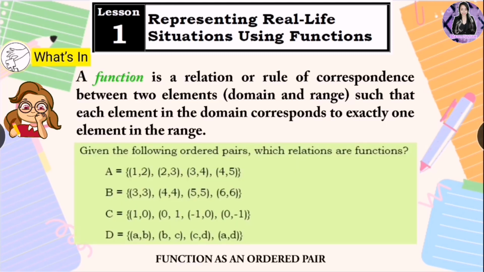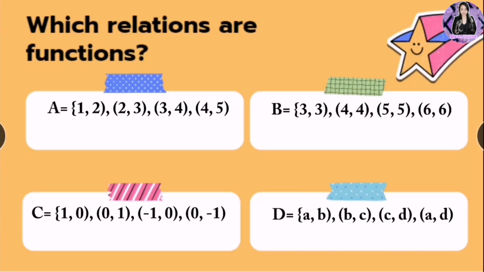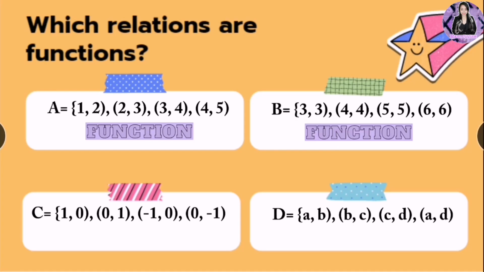To further understand function, let's study the following. Given the following ordered pairs, which relations are functions? You can pause the video and play it after you are done answering. What is your answer? You are right. A and B are functions because each element in the domain corresponds to a unique element in the range.